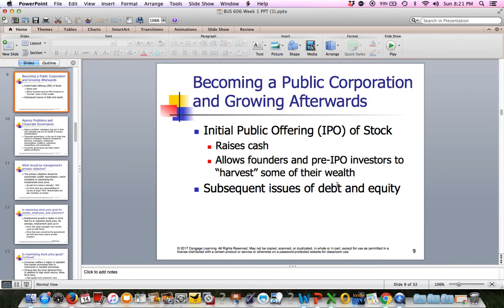So when you go public, it says here, become a public corporation and growing afterwards. If you hear that term IPO, that stands for Initial Public Offering. And that's when a company first goes public. And so when they first go public, they sell stock of the company, and the cash raised goes right back to the company. Okay, and so basically that allows founders, and it says here, to harvest some of their wealth.